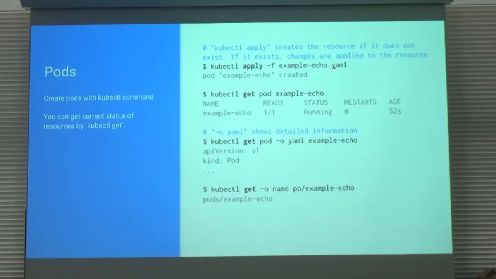Then we need to apply the file to the Kubernetes cluster. Next, we can see the resource status by kubectl get pod and the name. kubectl get accepts the -o option. With this option, the output format is changed. Okay.